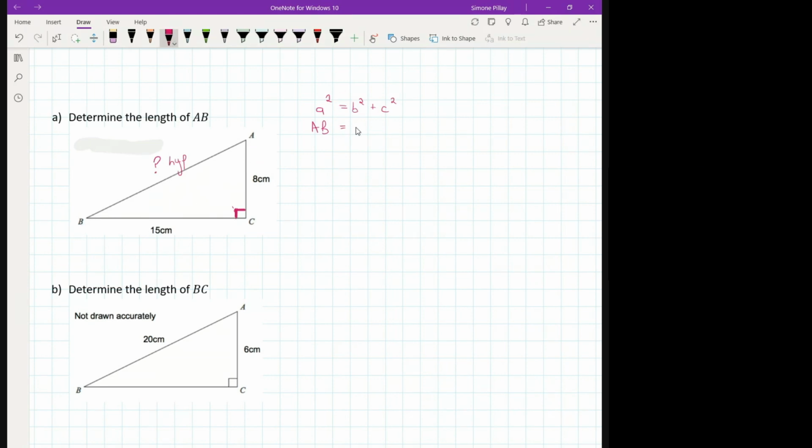Okay, do you want to carry on? Yes, ma'am. So then we're going to say eight squared plus 15 squared, ma'am. And then AB squared equals 64 plus... I'm still calculating, ma'am. Oh, okay.